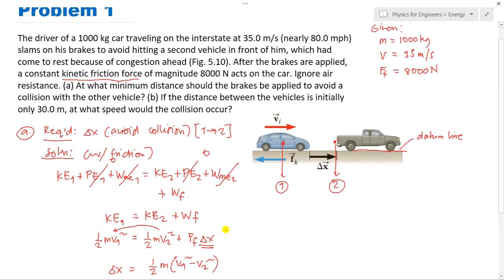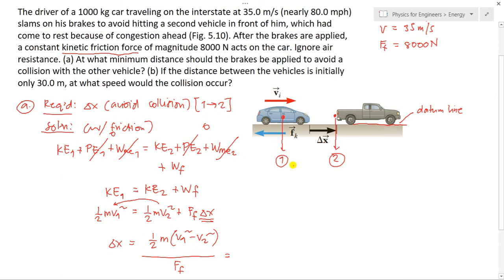So here we have V1, which is equal to VI, which is equal to 35 meter per second. Since the question at point A is the minimum distance at which the brake should be applied in order to avoid collision, meaning it stops so that it won't collide with the gray car. So therefore, the condition for our velocity at point 2 is equal to 0, because it did not hit the car. It stopped. Okay, so this one will be 0.